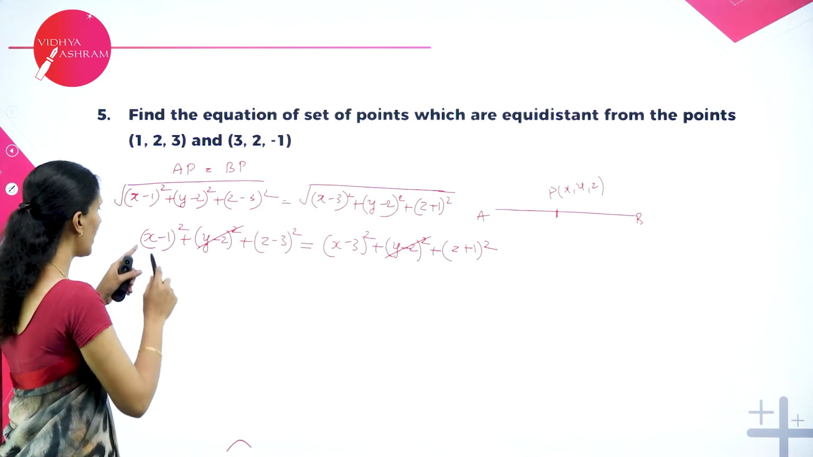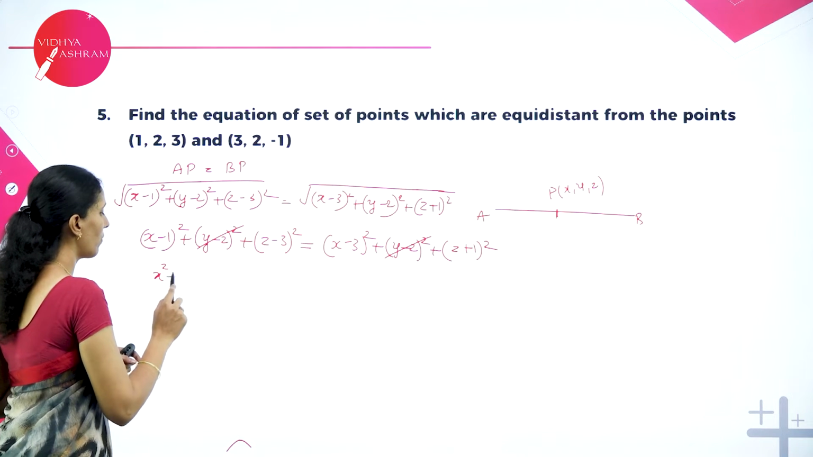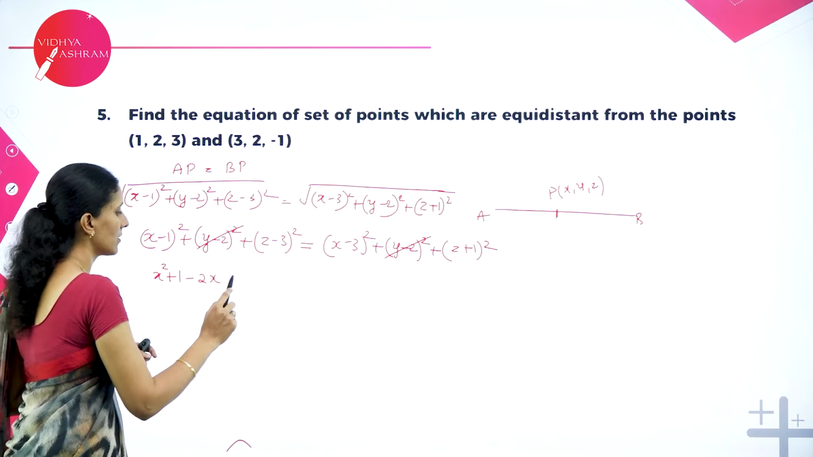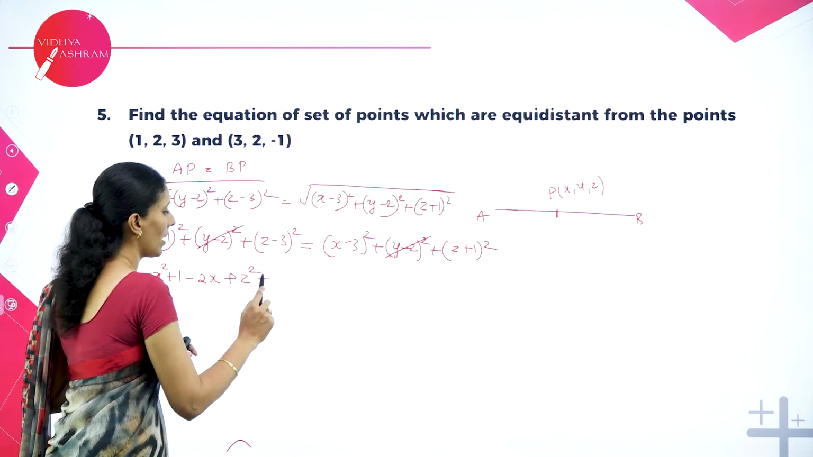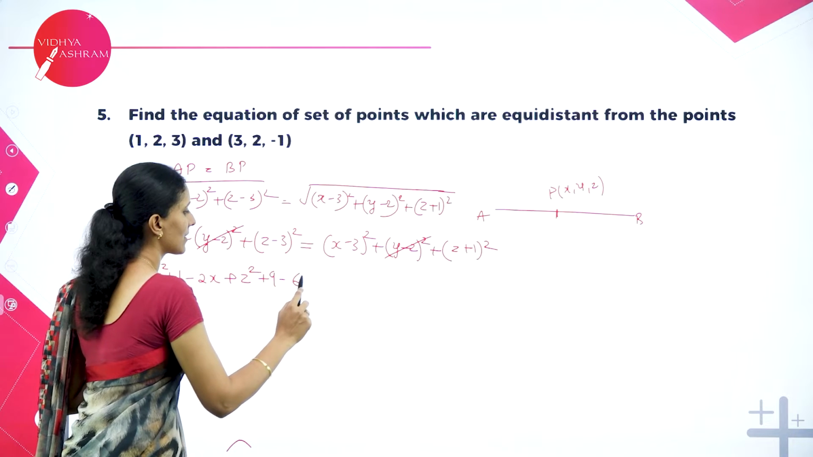Let's expand the remaining terms. This is x square plus 1 minus 2x. This is z square plus 9 minus 6z.